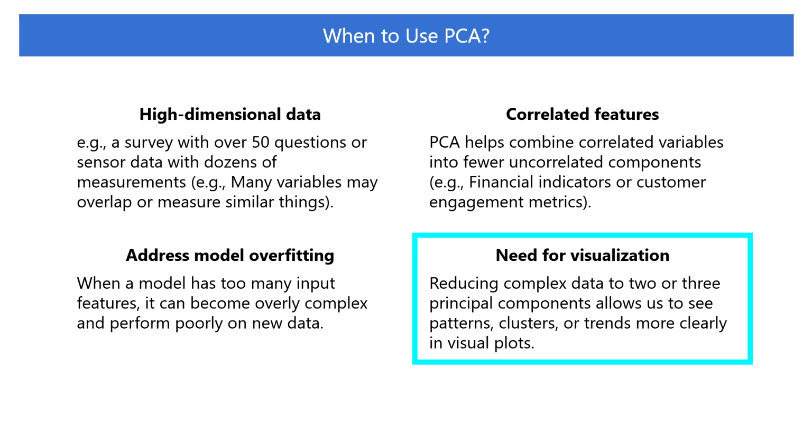And finally, PCA is useful when there is a need for visualization. Reducing complex data to 2 or 3 principal components enables us to see patterns, clusters, or trends more clearly in visual plots.